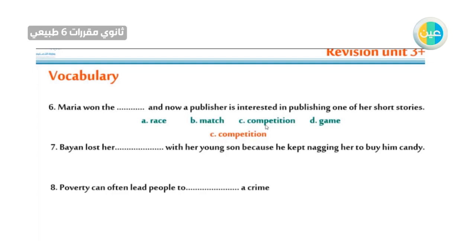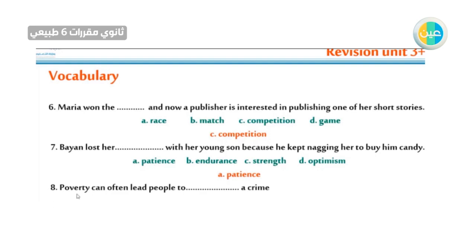Bayan lost her with her young son because he kept nagging her to buy him candy. So Bayan lost her what? Patience, endurance, strength, or optimism. For sure she lost what? Yes, her patience, because her kid was nagging.